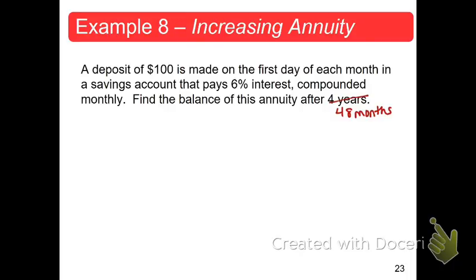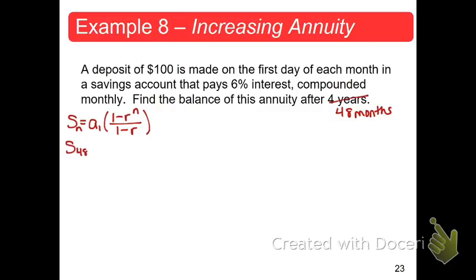Remember, we're looking at our formula. We know it's finite, so we're going to use the formula that the sum S sub n is equal to a sub 1 times 1 minus r to the n over 1 minus r. Sorry about that. All right, so we know n. What is n? 48 months. So we can go ahead and plug that in.